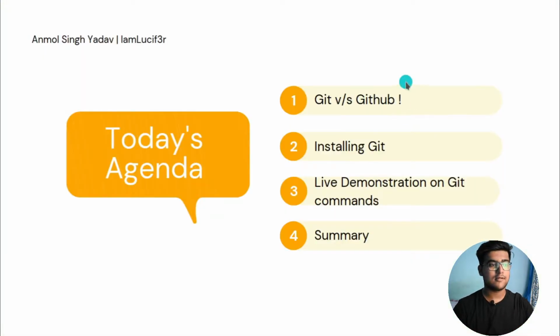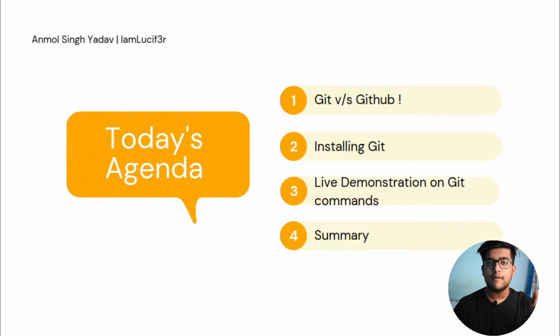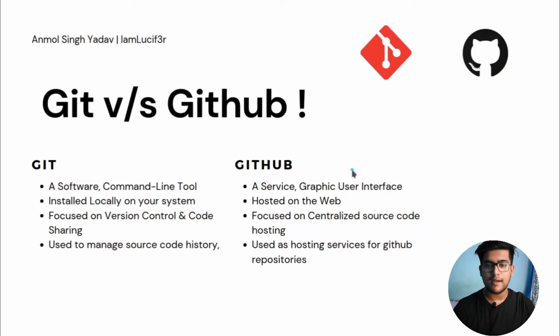So let's see, this is going to be today's agenda. Firstly, we will discuss the differences between Git and GitHub, because most students think that both of them are the same. We will discuss how they are different and what their purposes are, and then we will move on to installing Git. I will show you how to install Git on Linux. Yes, I am going to use Linux in this whole video, but you can relate if you are a Windows user because things are pretty much the same. Then we will move on to the live demonstration of the basic GitHub commands. These commands will be git push and git commit, and then I'll summarize the video. So let's begin. I hope you are all ready.